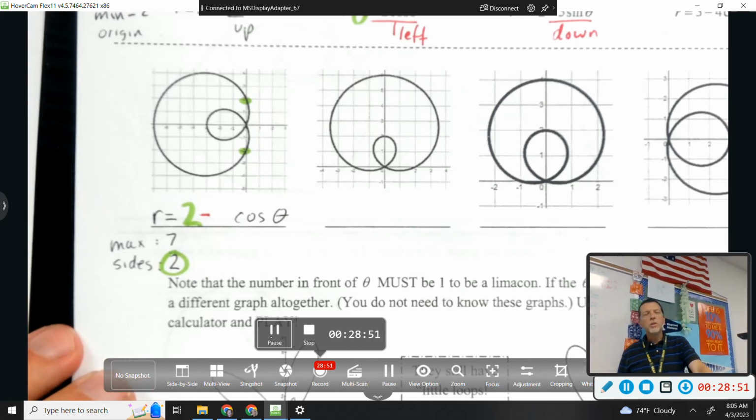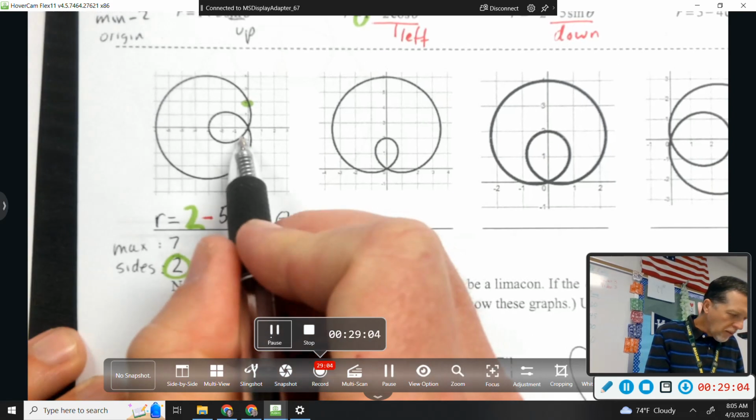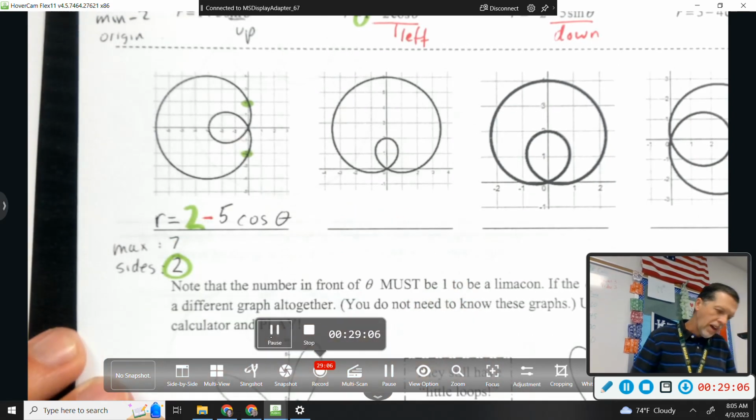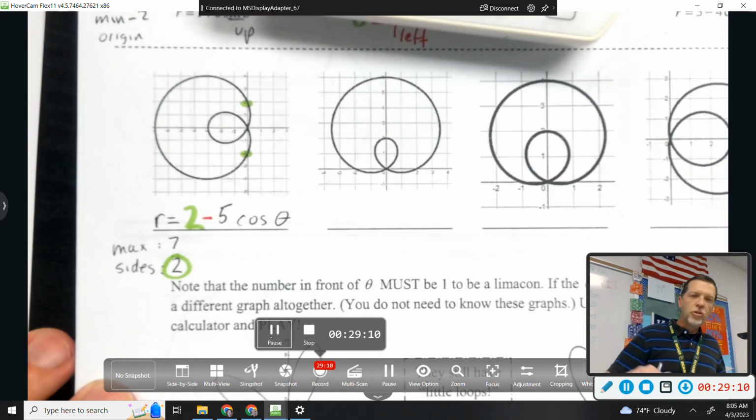So what's the coefficient of the cosine have to be? The max is 7, the sides are 2. 5. And then we could check. 2 minus 5 better be negative 3. 1, 2, 3. Yeah. You try the second one.